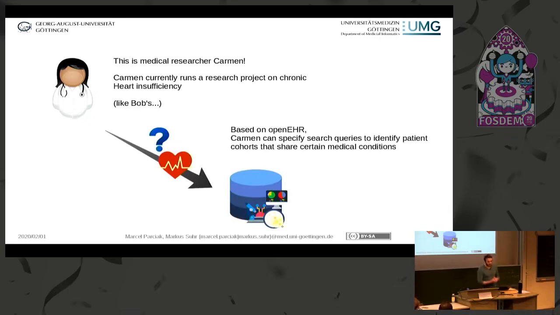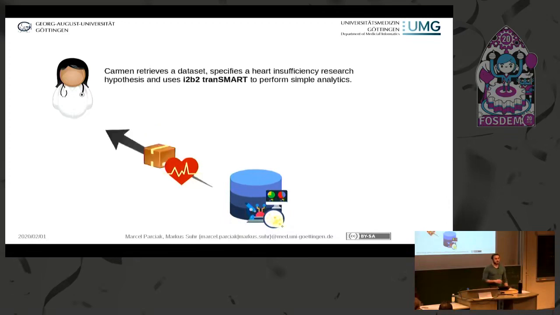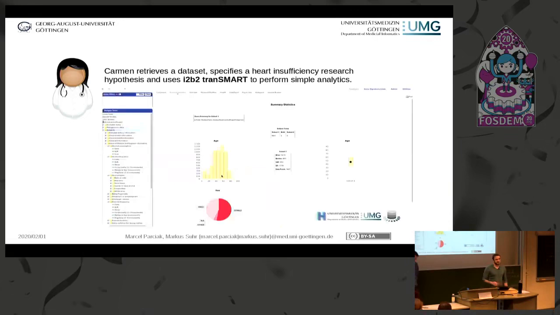If she's capable of doing that, she will specify some kind of AQL query, get the data out of the database that is set up at the hospital, and is then able to use another platform or another tool to analyze the data that is called I2B2 Transmart. Again, I2B2 Transmart actually are two tools, but they are being merged right now. And this tool is a clinical data warehouse that allows you to do some simple analytics on data. We will focus on Transmart for this presentation because it's the tool that we run at the moment, but in due time we will switch to the merged I2B2 Transmart tool.